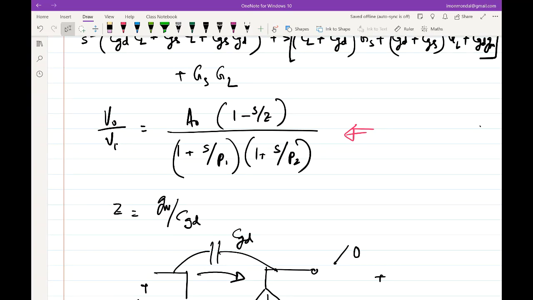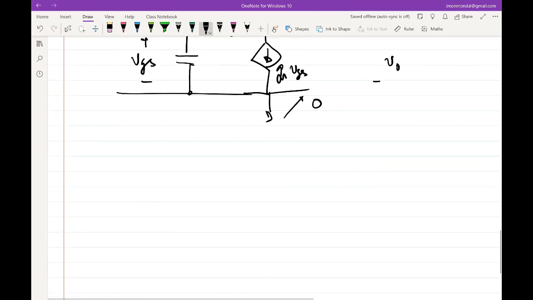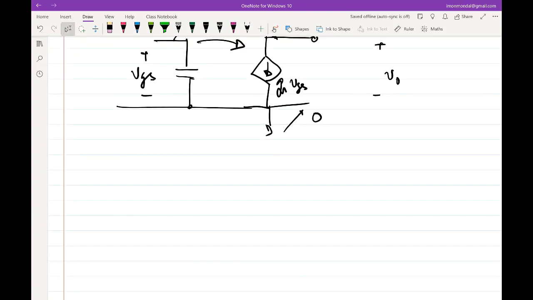Right? So if you are not comfortable with that definition, let me take a step back and try to convince you in this way. So let's say I have a transfer function H of S.